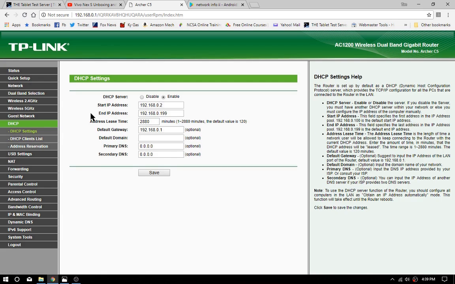Now, the starting IP address is 192.168.0.2, and I've set it all the way up to 199. You can make it all the way up to 1.254, which would give you a grand total of 254 addresses, plus the router itself gets one. The lease time for a non-reserved IP is 2 days. Now 120 would be 2 hours, so that's in minutes.